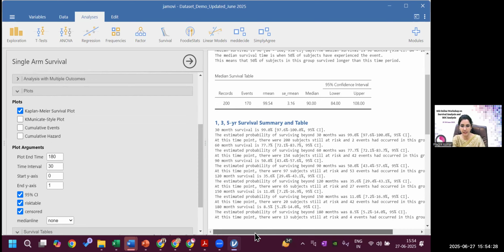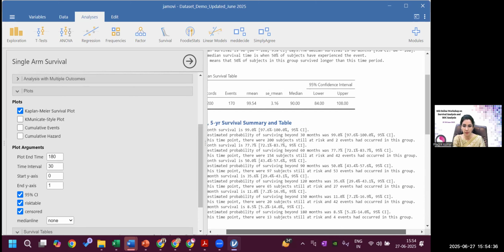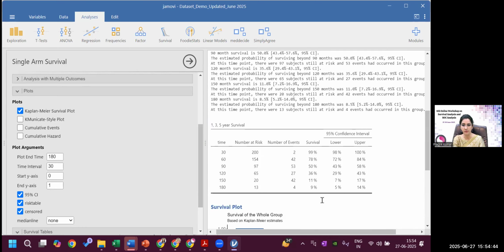Like at the end, it is writing, at this time point, there were 13 subjects still at risk and 4 events occurred. So the estimated probability of surviving beyond 180 months was 8.5%. This one. Because it is in whole number, that's why it is not giving you the exact percentage. It took it as 9%. So these are the options.